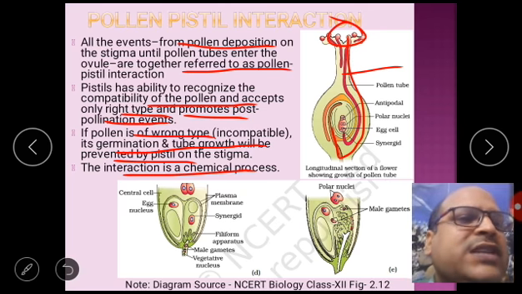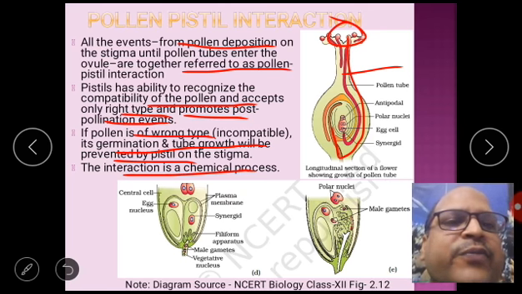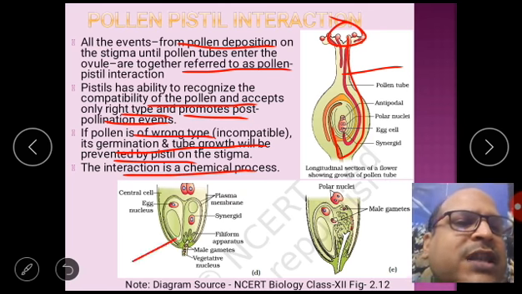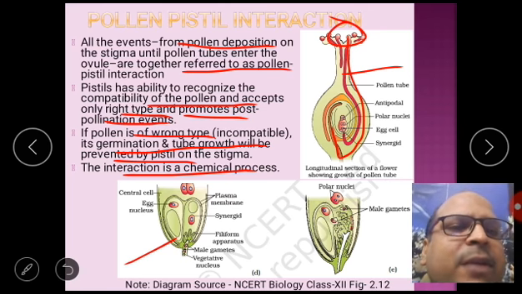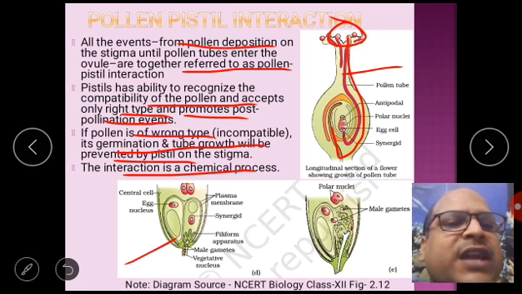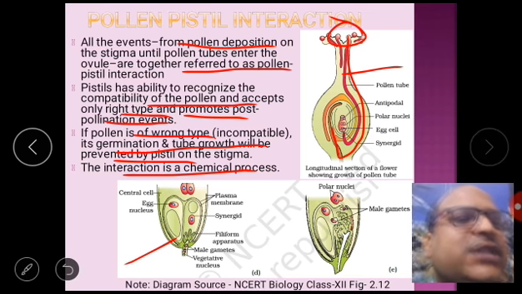Now you can see here the pollen tube is germinating and entering into the ovule. A few things are shown here. You see this point: the filiform apparatus is the apparatus which helps the entry of the pollen tube inside the synergids, inside the ovule I should say, and finally it goes to the synergids. This thing we will discuss later in detail.